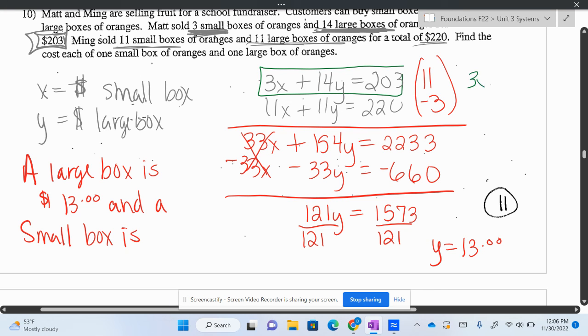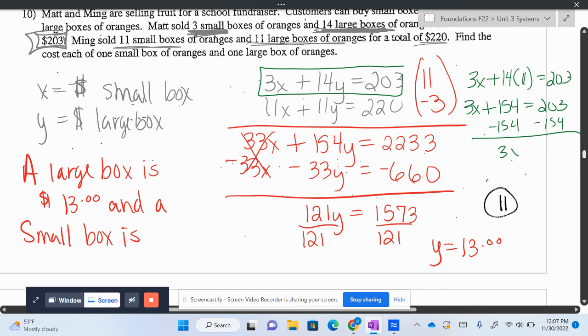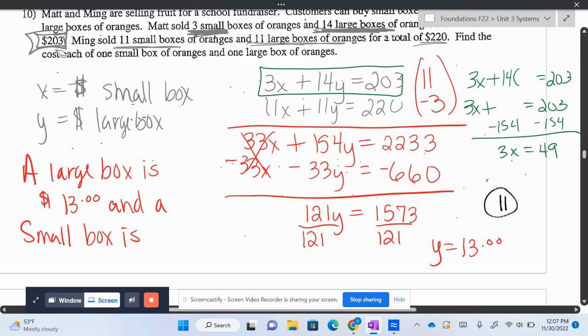So 3x plus 14 times 11 equals 203. Well, we know that 14 times 11 is 154. So 3x plus 154 equals 203. Subtract 154 from both sides. So 3x equals 49. Is that right? Someone check my math. Oh, yeah. Thank you. You're awesome. Let's scratch all that.